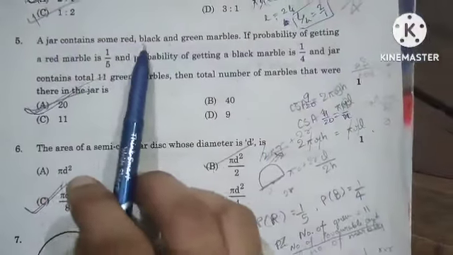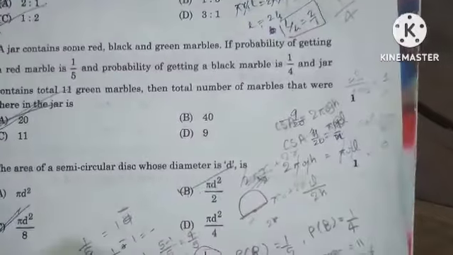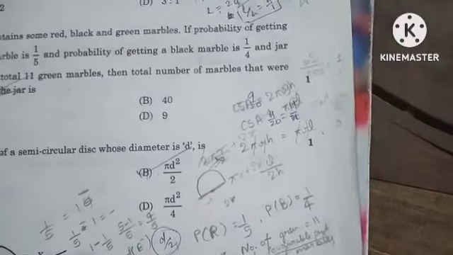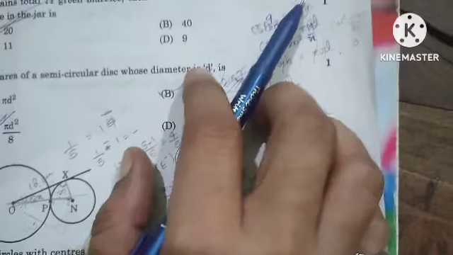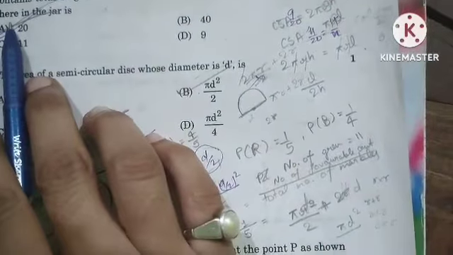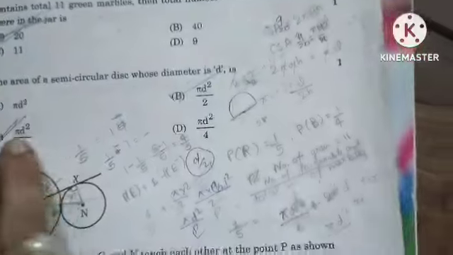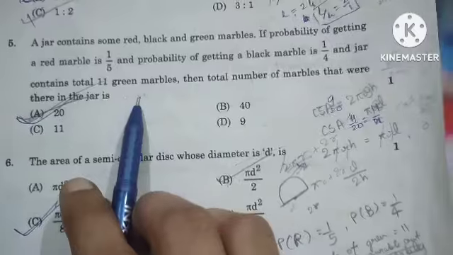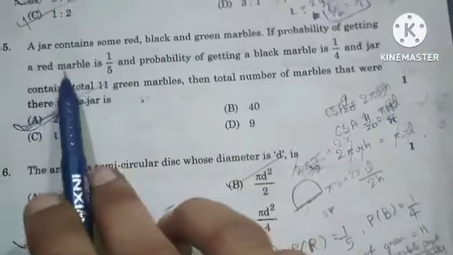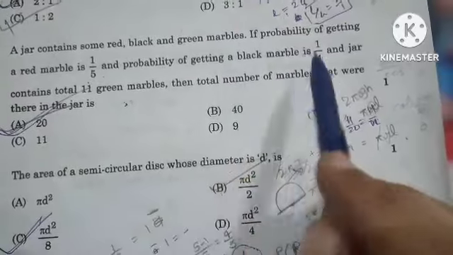A jar contains some red, black and green marbles. If the probability of getting a red marble is 1/5 and the probability of getting a black marble is 1/4, and the jar contains a total of 11 green marbles, then what was the total number of marbles in the jar? We have to find the total number of marbles. Firstly, we have to find the probability of green marbles. So how can you get that? The probabilities of the red marble and the black marble are given as 1/5 and 1/4.